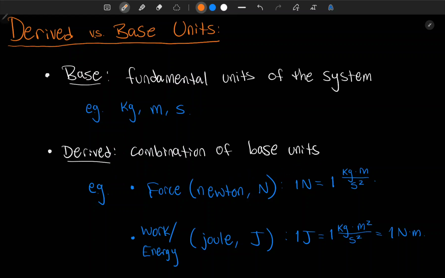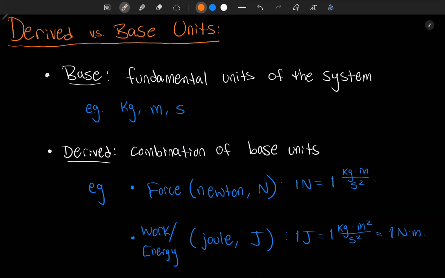So, for example, if we wanted to measure a force, as we often do in physics, you use the Newton, which is denoted by a capital N. And 1 Newton is equal to a kilogram times a meter per second squared. So what we do in order to construct a Newton is we take our fundamental units, the base units, and we multiply 2 of them and divide by the third. And we get a new unit which measures force here.